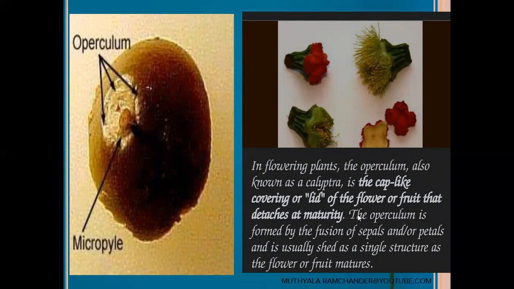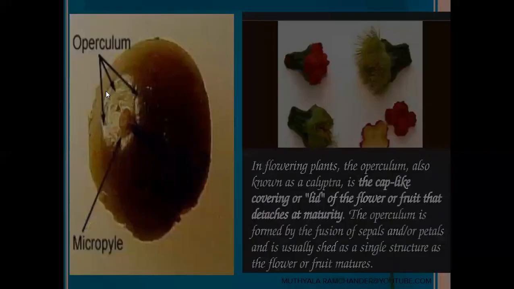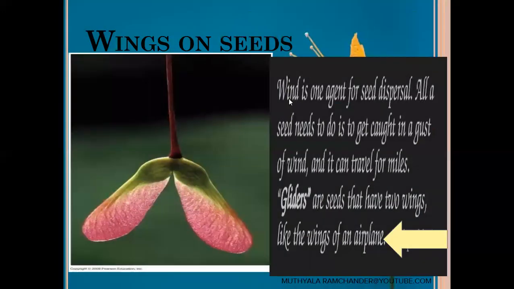The operculum is formed by the fusion of sepals and petals, and is usually shed as a single structure as the flower or fruit matures. When sepals and petals are fused, they form a cap-like structure at the micropylar region of the ovule. These also mainly help in the dispersal of seeds, and so do the wings of the seeds. Wings play a major role in seed distribution.